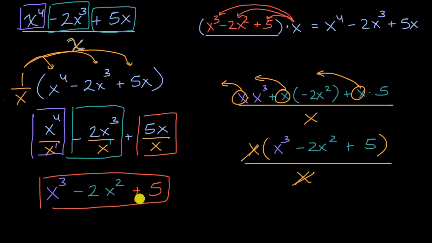So these are two different approaches. Nothing super sophisticated here. When you're dividing by x, you're just saying, hey, that's the same thing as multiplying every term by 1 over x. Or you can factor out an x out of the numerator, and then they cancel out.